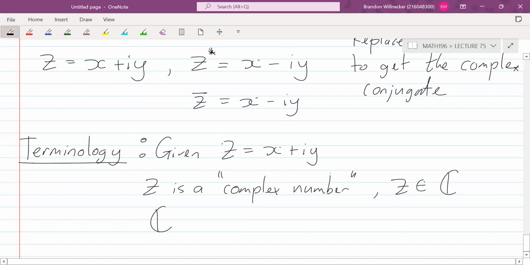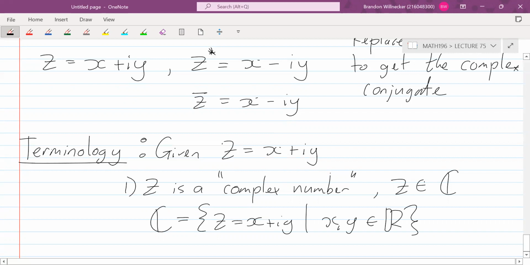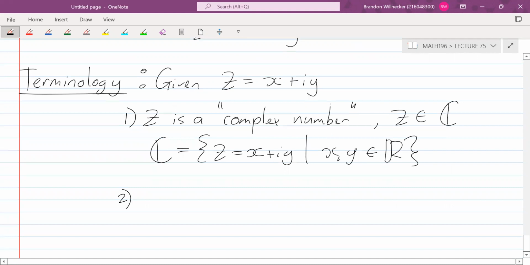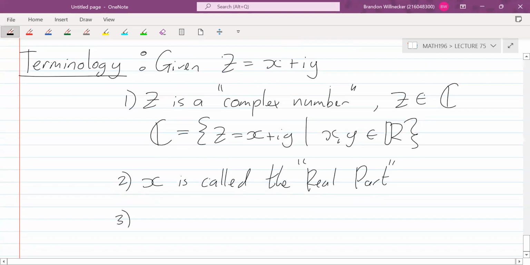And we can write C as the set of all z equals x plus iy, where x and y are real numbers. So that's how we create the set of complex numbers. That's the first bit of terminology. Number two, we said this before, but x is called the real part. Y is called the imaginary part.